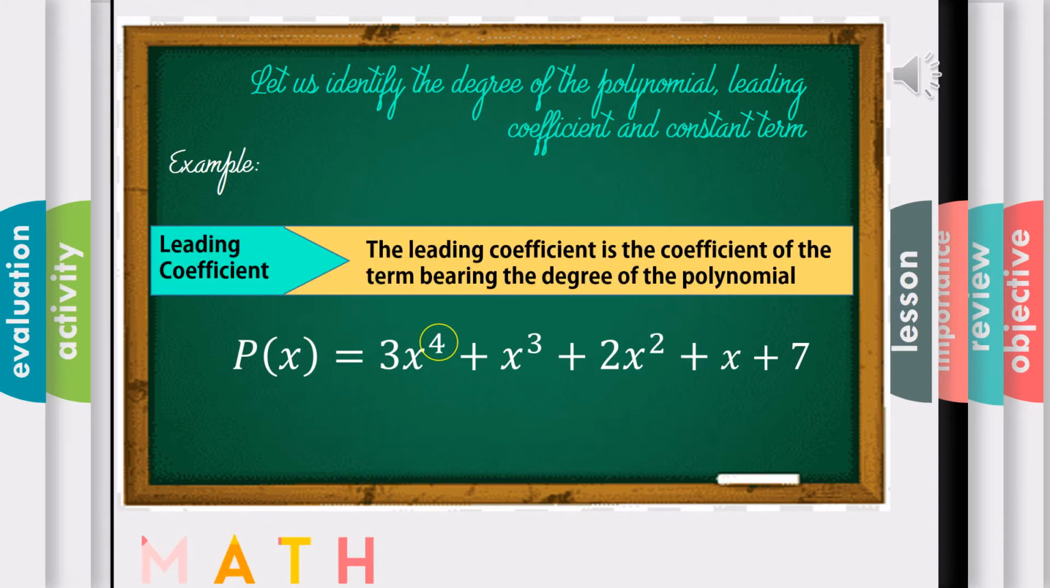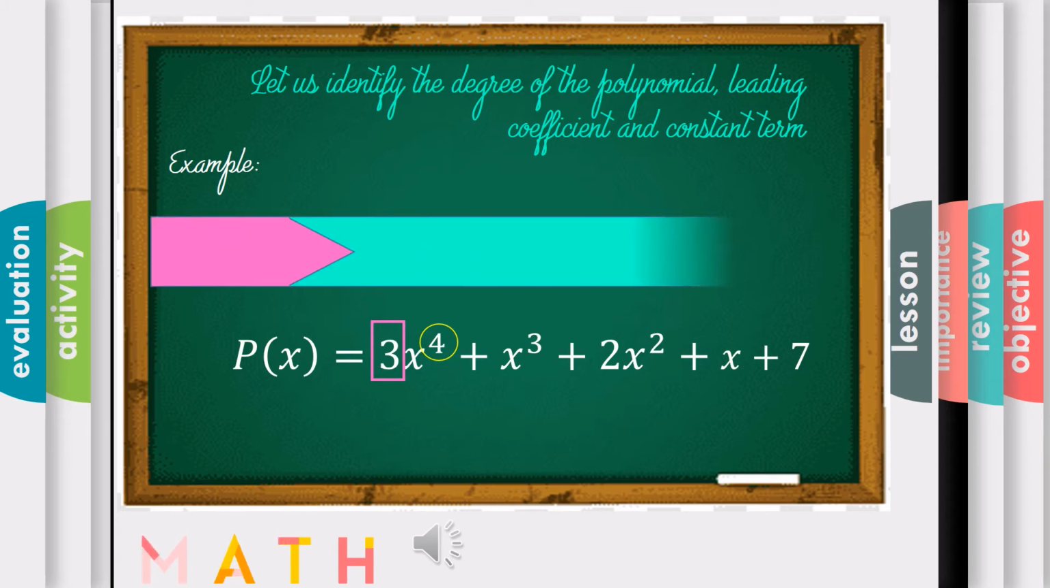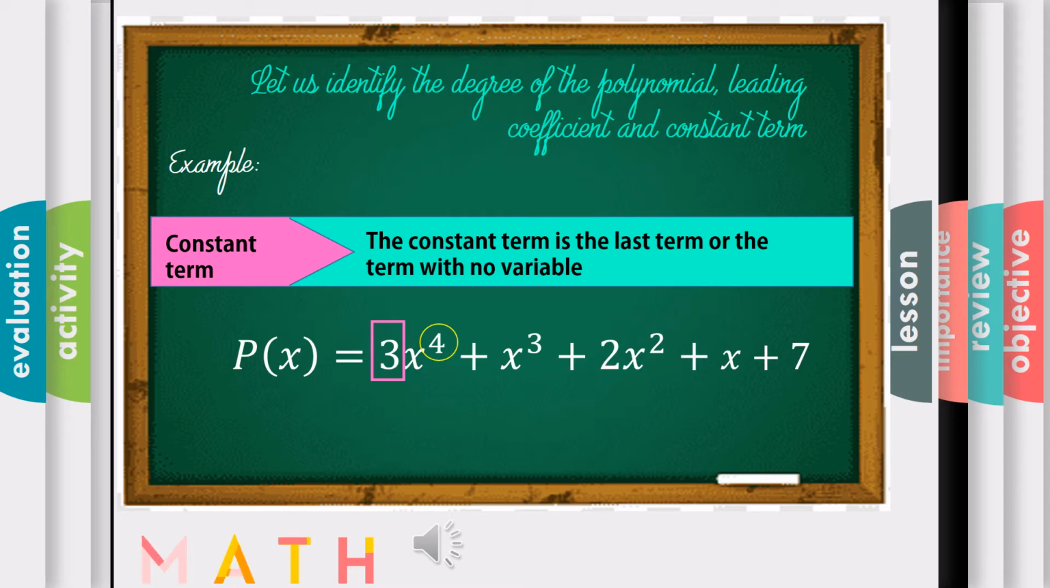Now, we are going to identify the leading coefficient of the polynomial function p of x. We have already identified the degree of our polynomial, which is 4. So, the next thing to do is to look at the numerical coefficient of the term bearing the degree of the polynomial. In this case, it is 3. Hence, the leading coefficient of our polynomial function is 3. Lastly, we are going to identify our constant term. As you can see, our polynomial function is already in standard form. So, our constant term is 7.